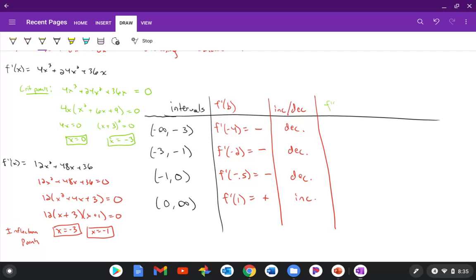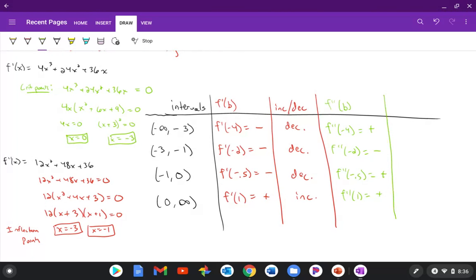So we're going to be plugging numbers into our second derivative, so f double prime of b. So let's do f double prime of -4. We can use the same numbers, but we do need to change our function in our y equals: x squared plus 48x plus 36. All right, first one, -4 is positive 36. f double prime of -2 is -12. f double prime of -0.5 is positive 15. And f double prime of 1 is a positive 96.